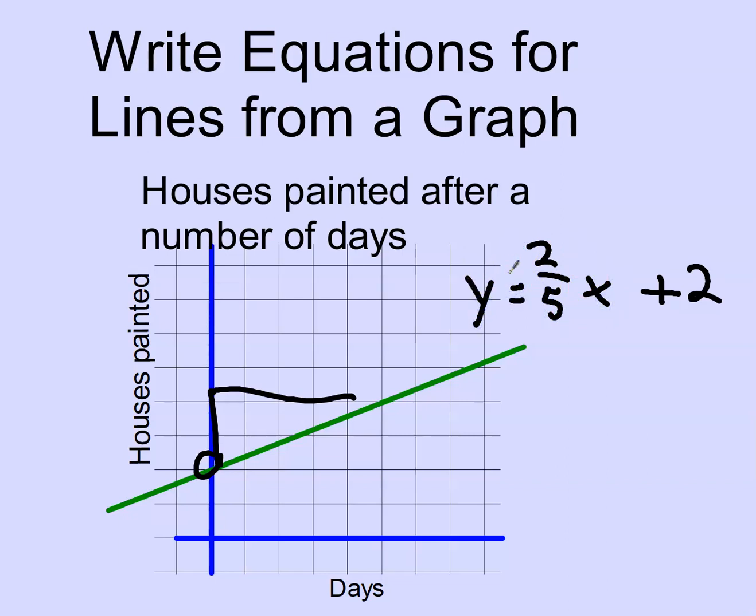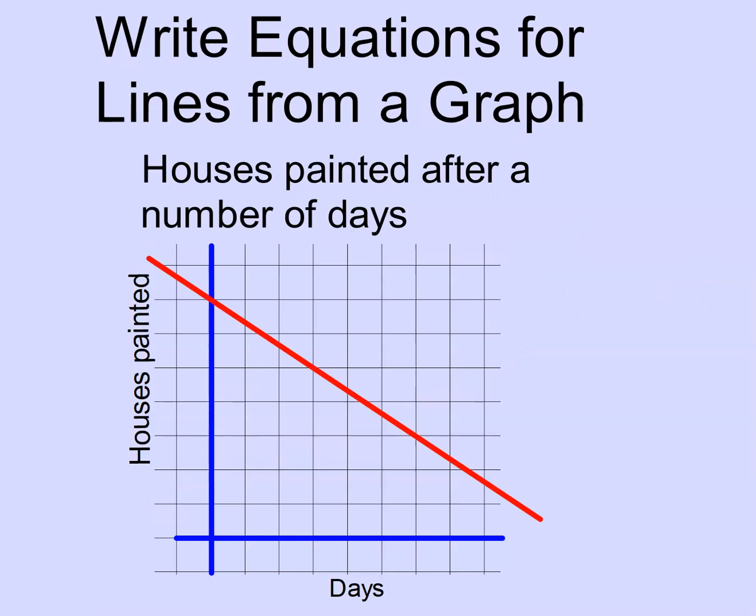And what this means is apparently they'd already painted 2 houses, and then every day they paint 2/5 of a house, or 2 houses every 5 days. Either way you want to think of it. So again, the slope and the y-intercept.